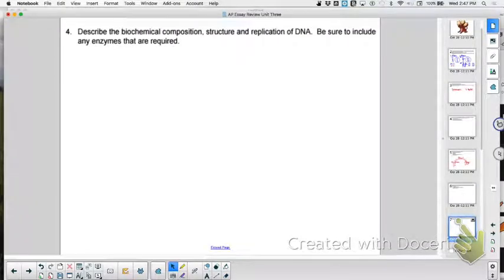Describe the biochemical composition, structure, and replication of DNA. Be sure to include any enzymes that are required. We went over that today. You should be able to remember the model where we labeled and drew out the letters and how you would identify each component. And then you should be able to describe replication. Remember, you need to talk about both the leading and the lagging strand. We went over that today in class.